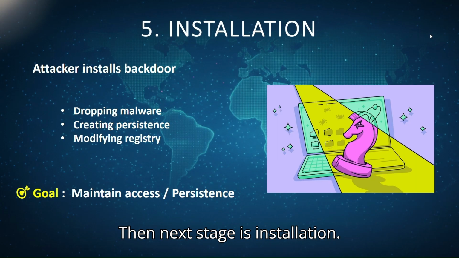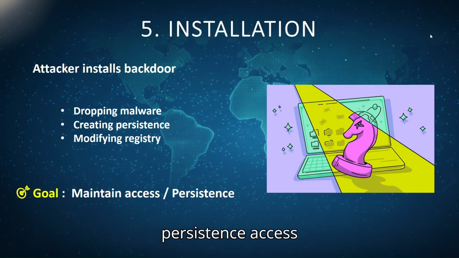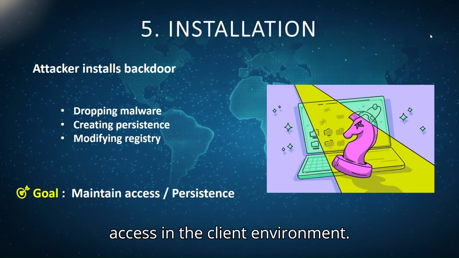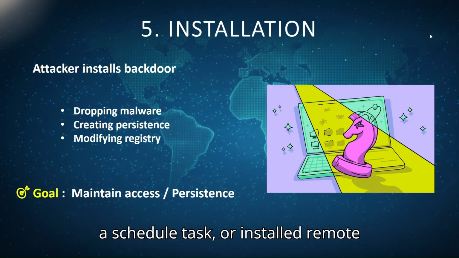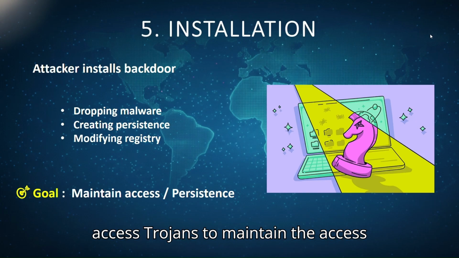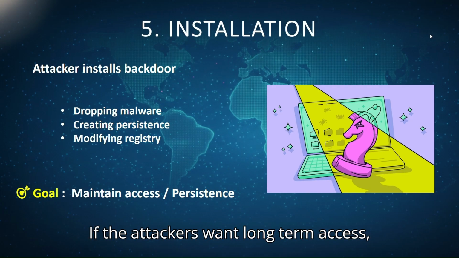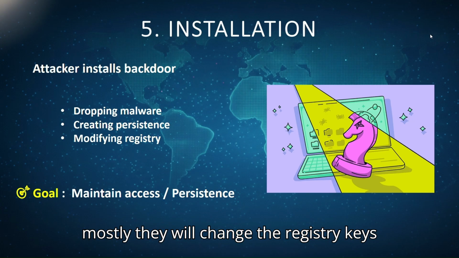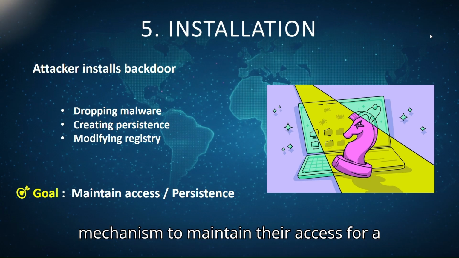The next stage is installation. Here attackers install malware or backdoors to maintain persistent access in the victim environment. They may modify registry keys, create scheduled tasks, or install remote access trojans to maintain access within that environment. If the attackers want long-term access, they mostly change registry keys or create a persistence mechanism to maintain their access for a long time.